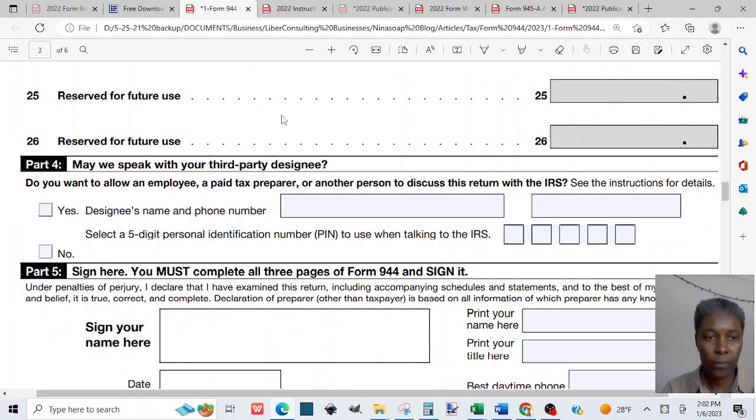Okay, so Part 4 of Form 944, Employer's Annual Federal Tax Return. Do you want to allow an employee, a paid tax preparer, or another person to discuss this tax return with the IRS? If yes, you'll enter the person's name and phone number, and the person will choose a PIN that you'll add there. Usually I just choose no.